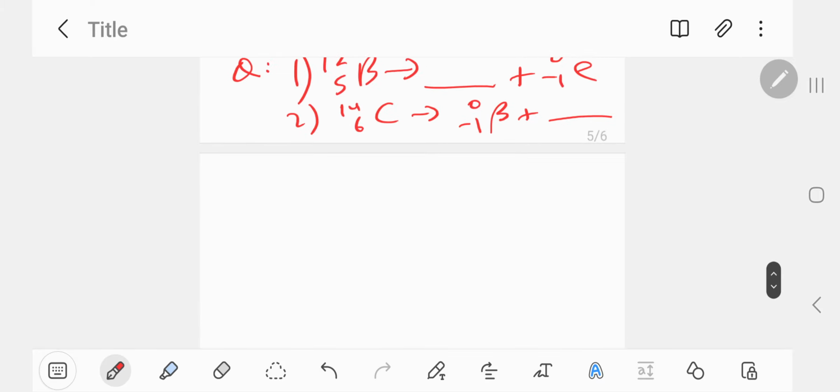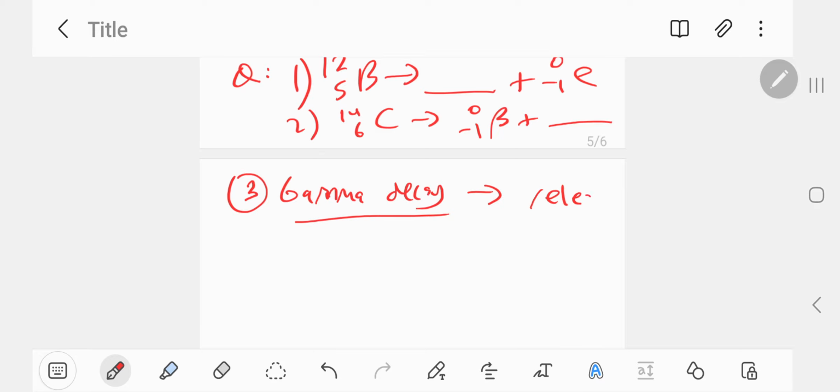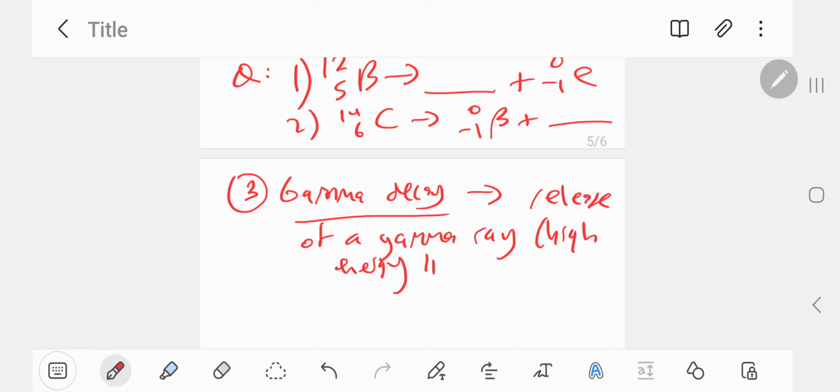Let's do gamma decay, the easiest of all decays, the third type. I'll show you why. Gamma decay involves the release of a gamma ray. A gamma ray is a high energy light ray. Extremely dangerous. The most dangerous and most powerful of all types of radiation is gamma radiation.